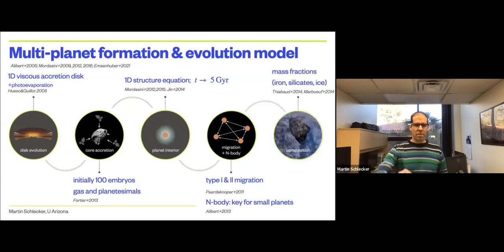Then we have some compositional tracking. We do keep track of what material the planets actually accrete. And using an equilibrium chemistry model, we track the abundances of iron, silicates, and ice in the planetesimals that the planets accrete.